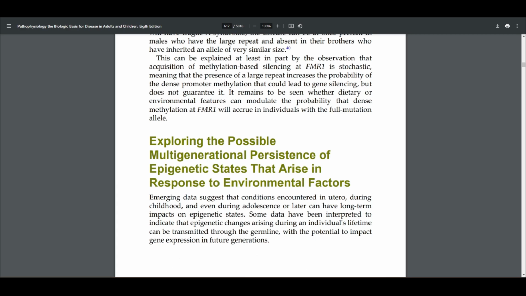This can be explained at least in part by the observation that acquisition of methylation-based silencing at FMR1 is stochastic, meaning that the presence of a large repeat increases the probability of the dense promoter methylation that could lead to gene silencing, but does not guarantee it. It remains to be seen whether dietary or environmental features can modulate the probability that dense methylation at FMR1 will accrue in individuals with full mutation alleles.